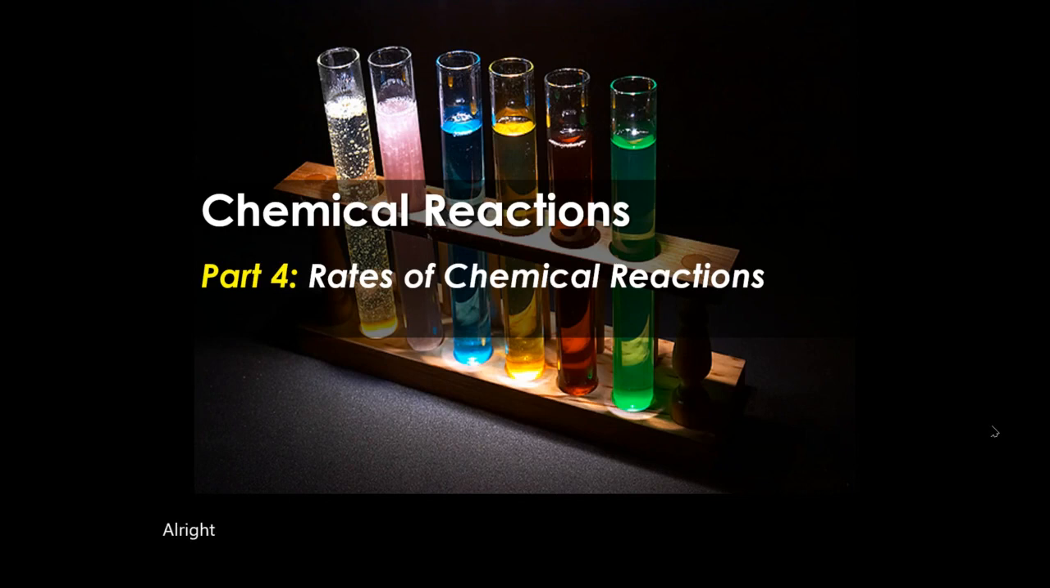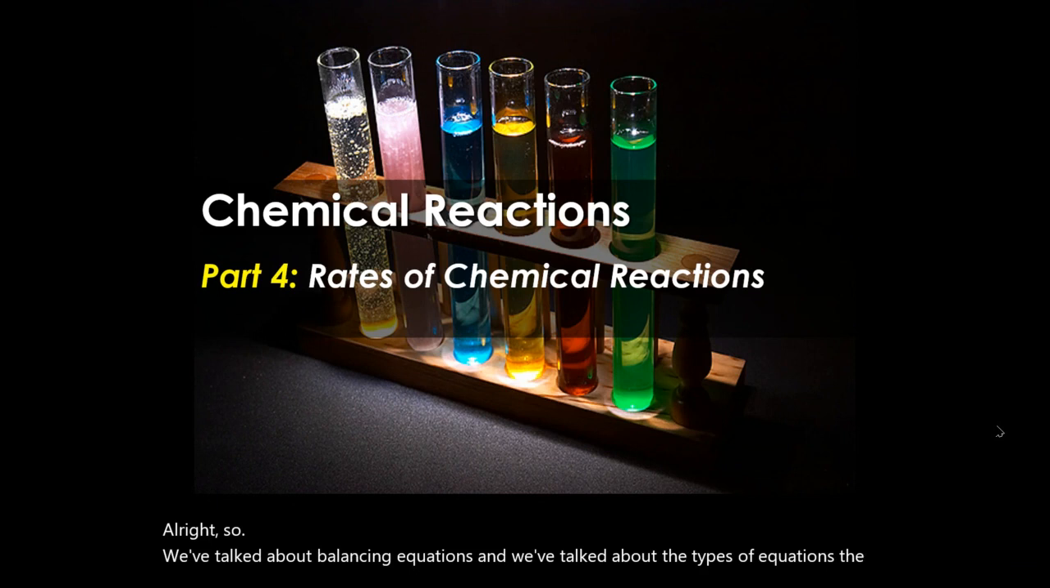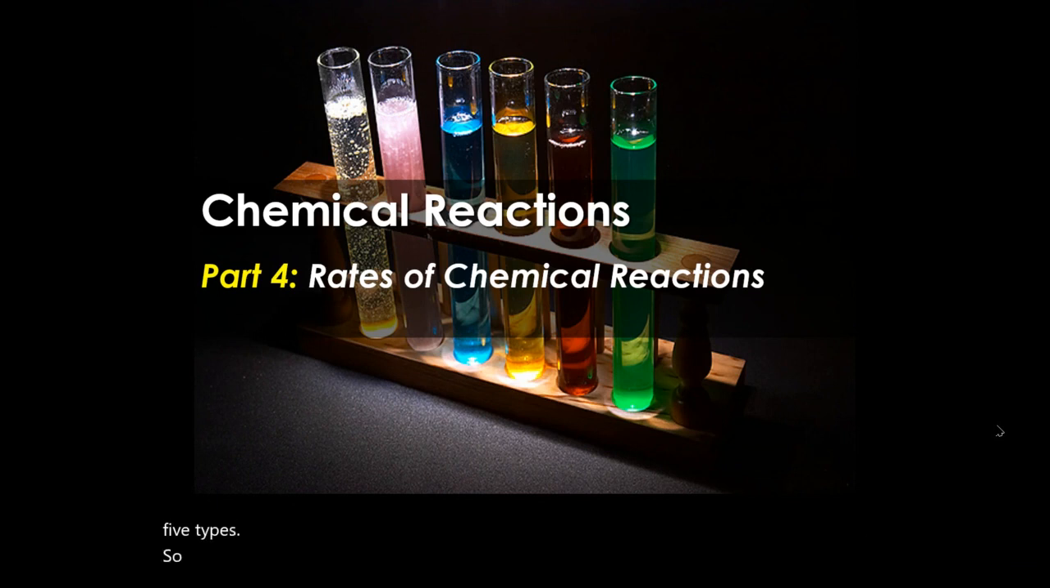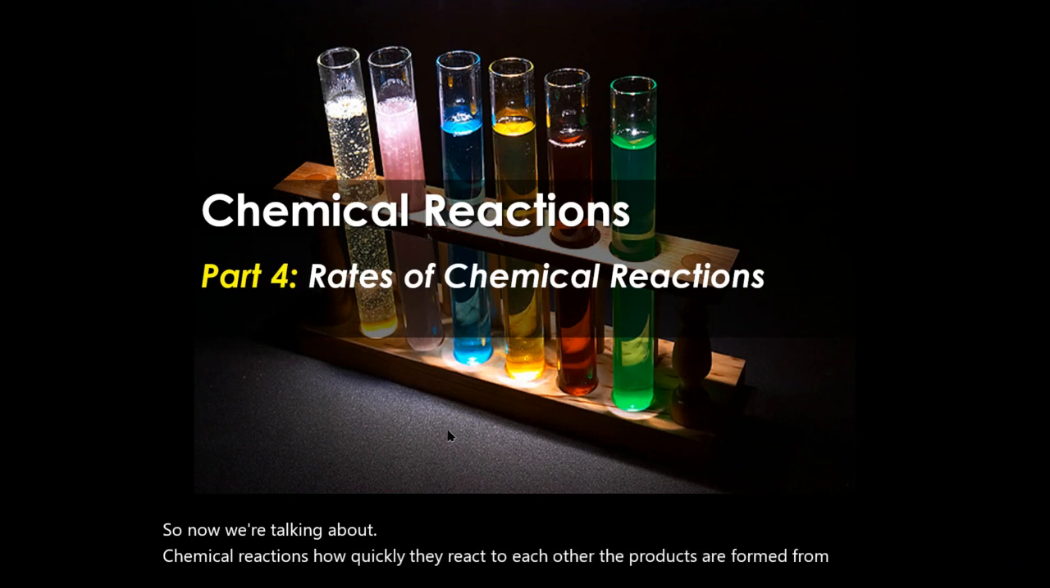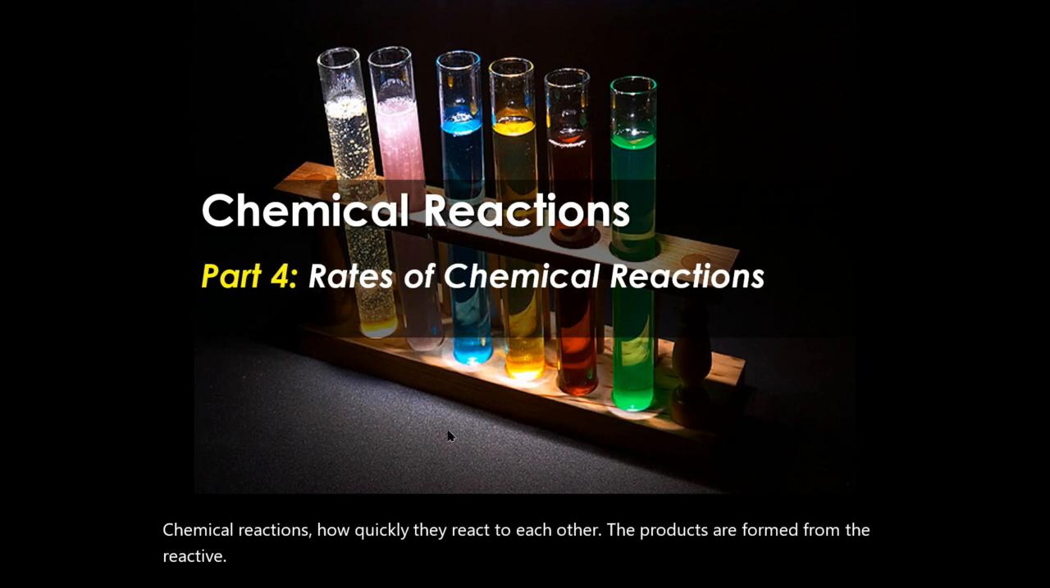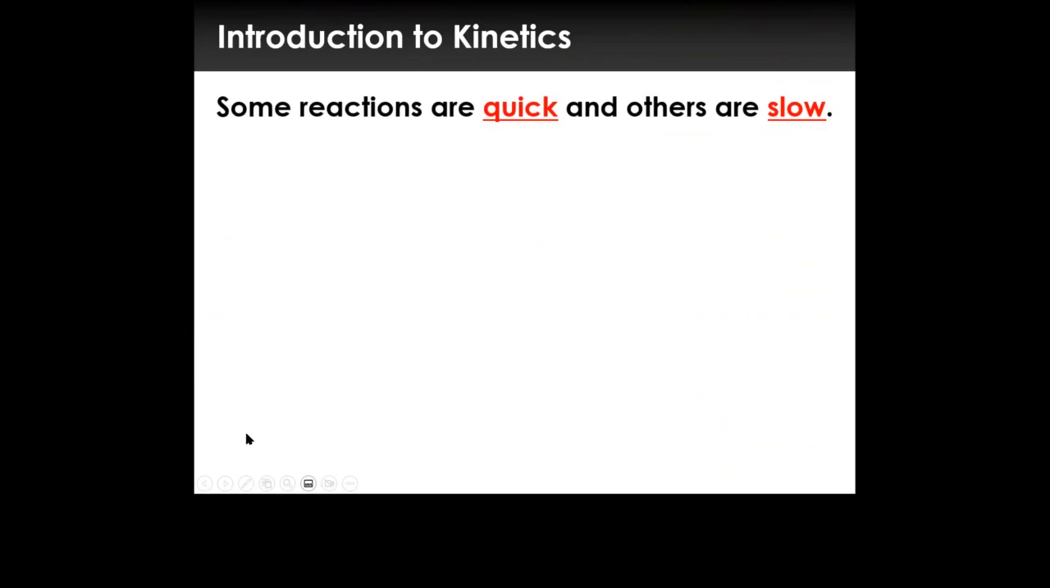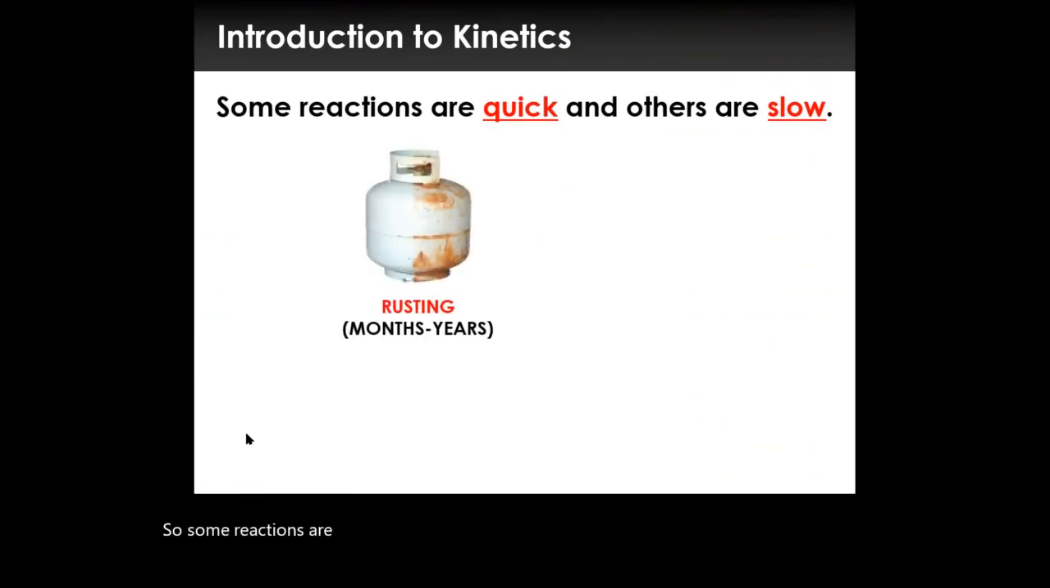Right. So we've talked about balancing equations, and we've talked about the types of equations, the five types. So now we're talking about chemical reactions, how quickly they react to each other. The products are formed from the reactant. So some reactions are quick and others are slow.